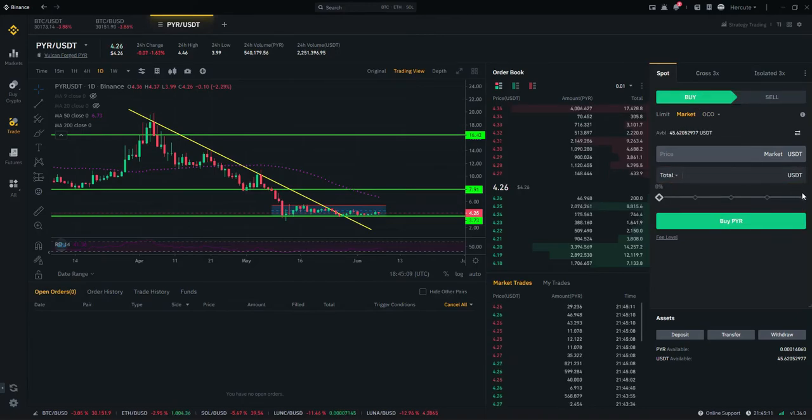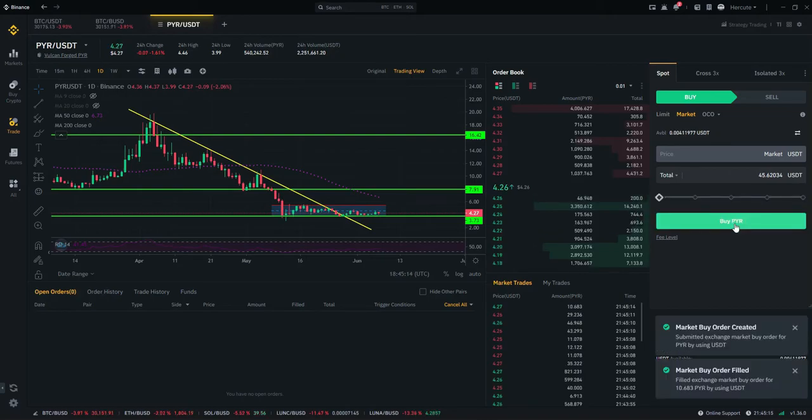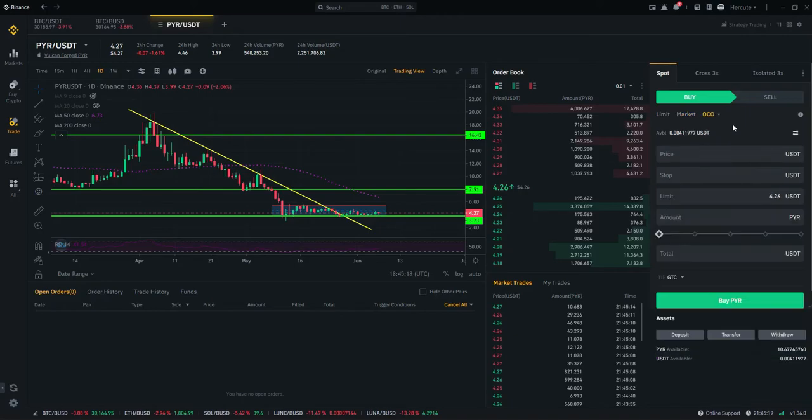Want to buy, then market order. So you see now how the market order is coming in. Anytime you want to buy quickly, that's when you use it. You don't really care how much it's selling at. So now we have our 10 PYRs here, and we want to set an OCO order.